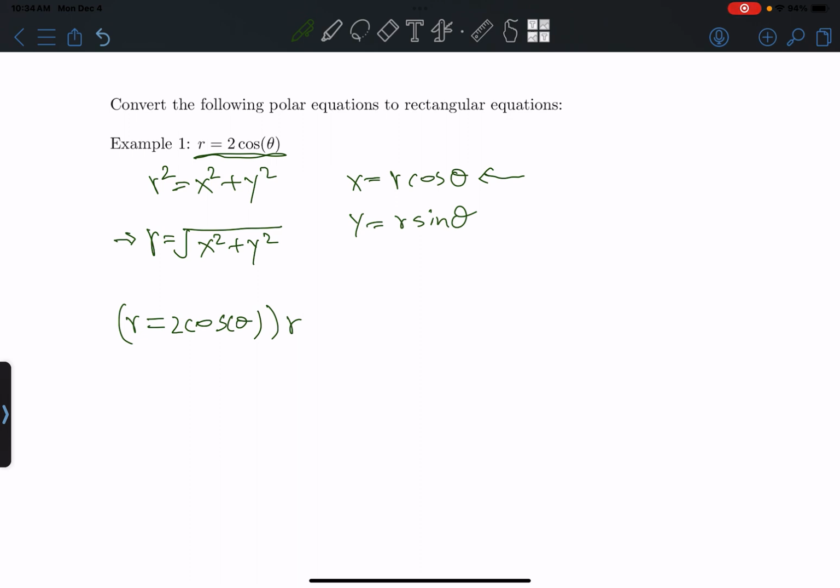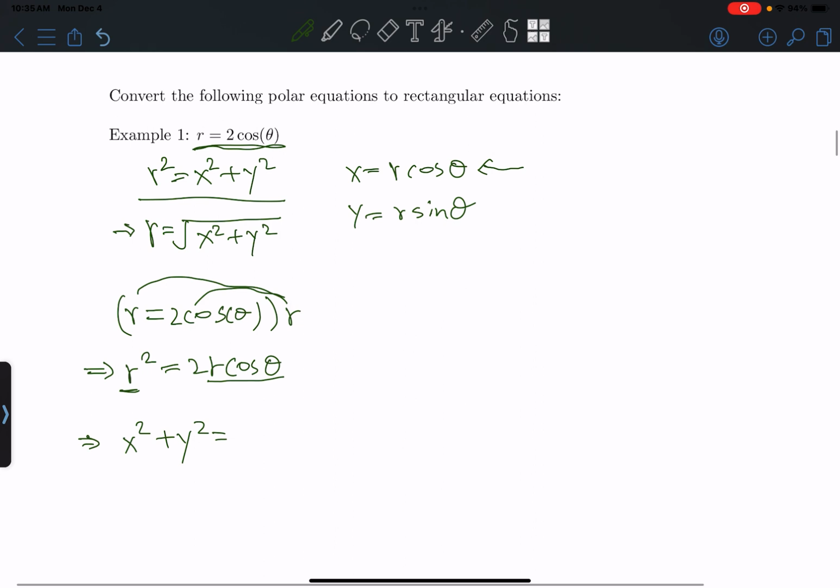Now, of course, if I multiply both sides by a non-zero number, I'm not changing the equation. But what that will give me, after I distribute, is r squared equals 2r cosine theta. And now we can see a very easy substitution. r squared is equal to x squared plus y squared, and r cosine theta is equal to simply x. So the equation just becomes x squared plus y squared equals 2x.